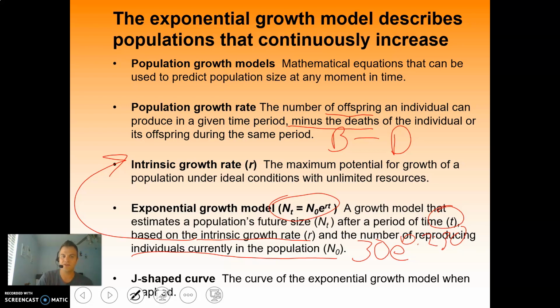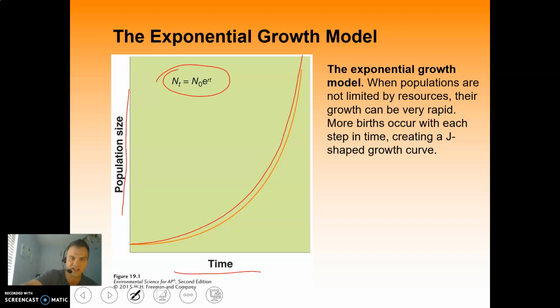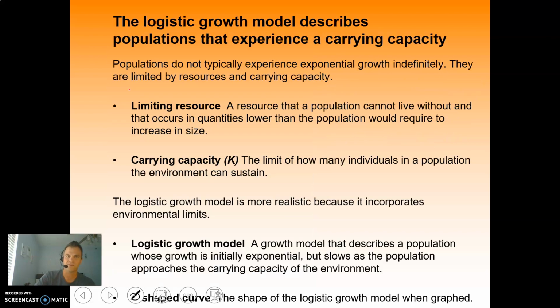And so what this will produce is a J-shaped curve that I'll show you on the next slide, just like this. It looks like a J. You see right there. Oh, wow. All right. And so that comes from this equation. The time versus the population size. The population will increase exponentially over time. This is called the exponential growth model. Again, this is what happens when populations are not limited by resources, and then this gives you very, very rapid population growth. More bursts occur with each step in time, creating this J-shaped growth curve.